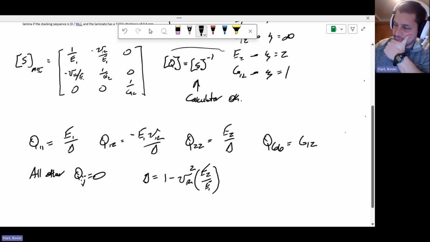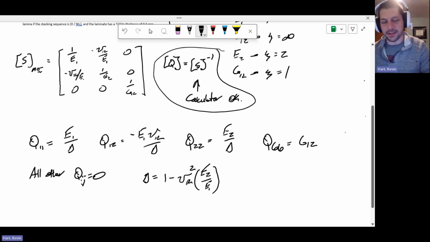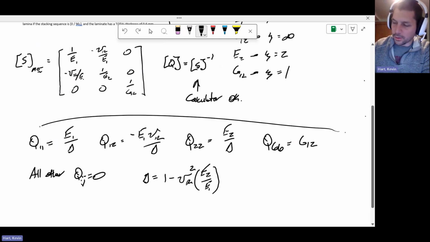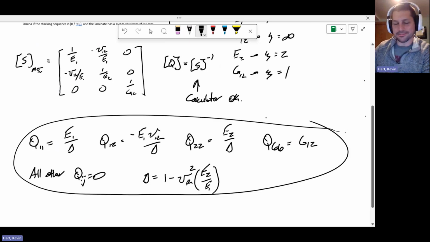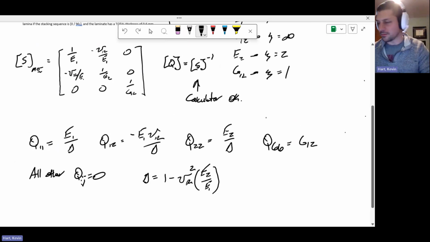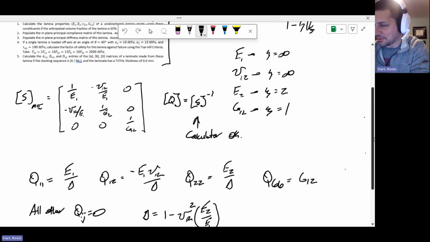So if you don't have the ability to do this on your calculator, that's fine. Just utilize this. It's just a little more long-form calculation, but you can do it. You're engineers. You do enough calculation in your life.